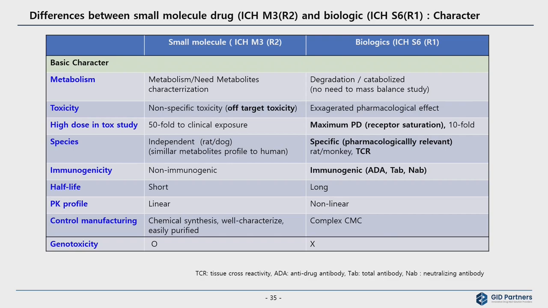For the small molecules, that is M3, and this is ICH S6, which is about the biologics. In terms of differences, I have listed all the differences here. In terms of metabolism, the small molecules would need metabolite studies, but biologics would be catabolized or degraded. So there's no need to have a mass balance study.